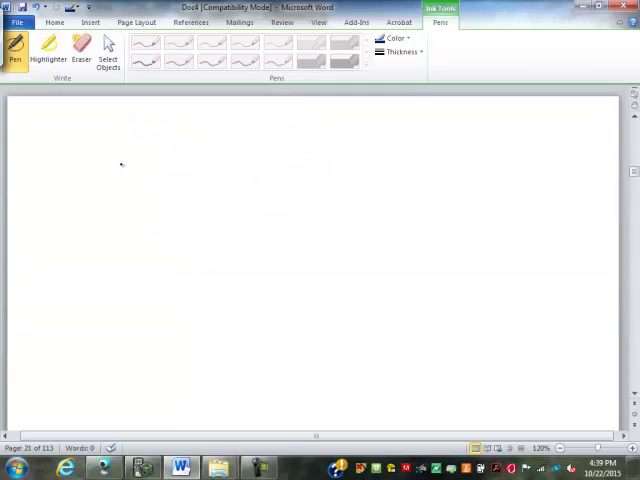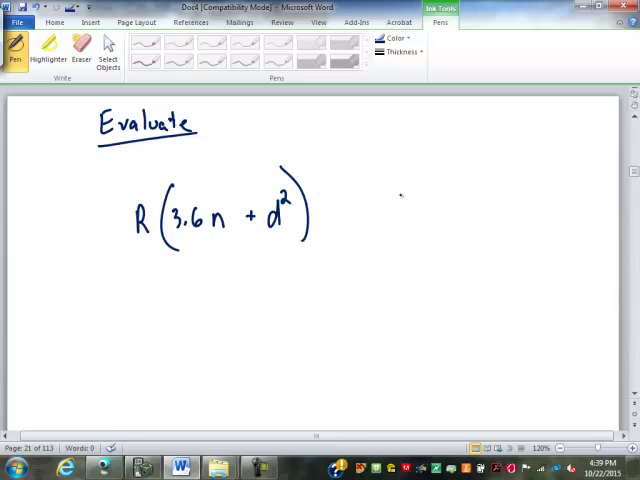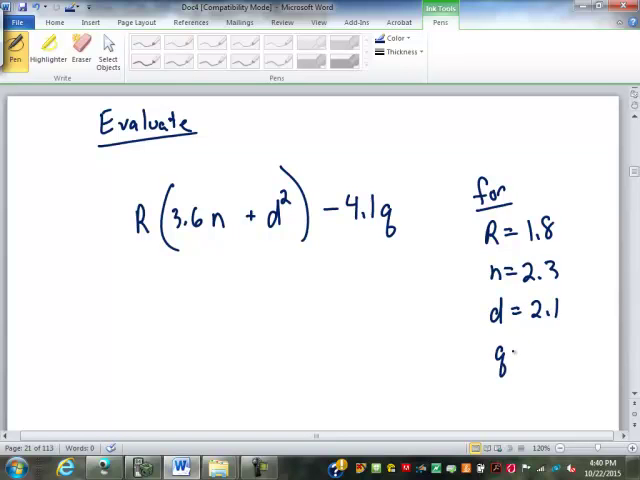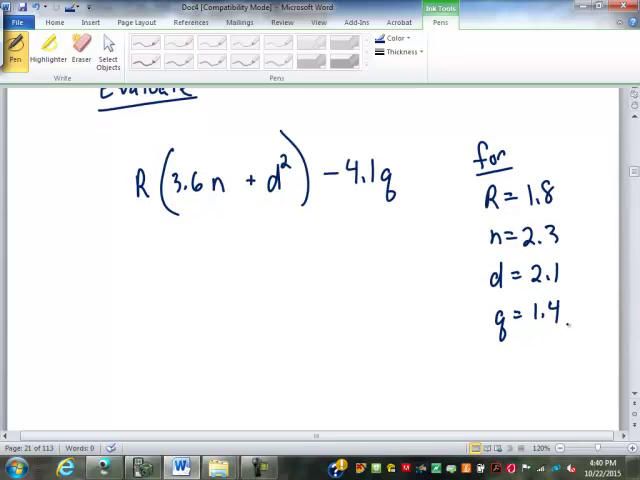So I'm going to have you guys try one in your notes. Evaluate r times, in parentheses, 3.6n plus d squared, close the parentheses, minus 4.1q, for r equals 1.8, n equals 2.3, d equals 2.1, and q equals 1.4. So I'll give you a couple minutes to try that, and then we'll go through it.